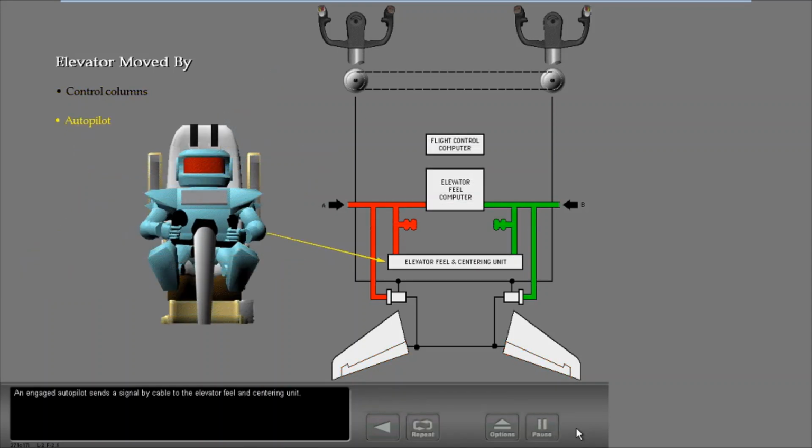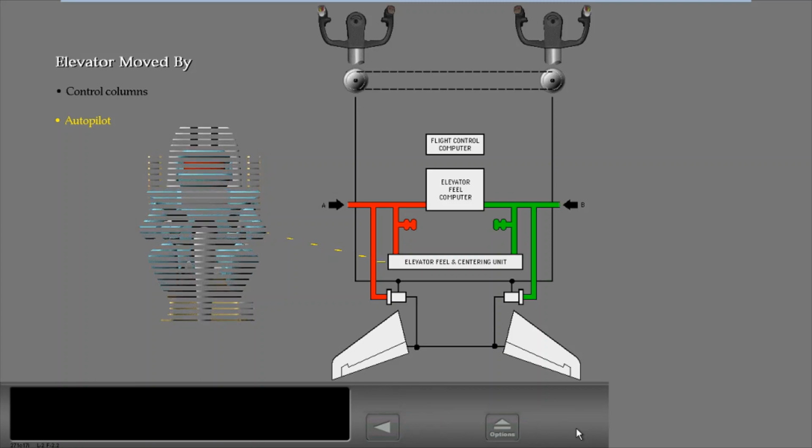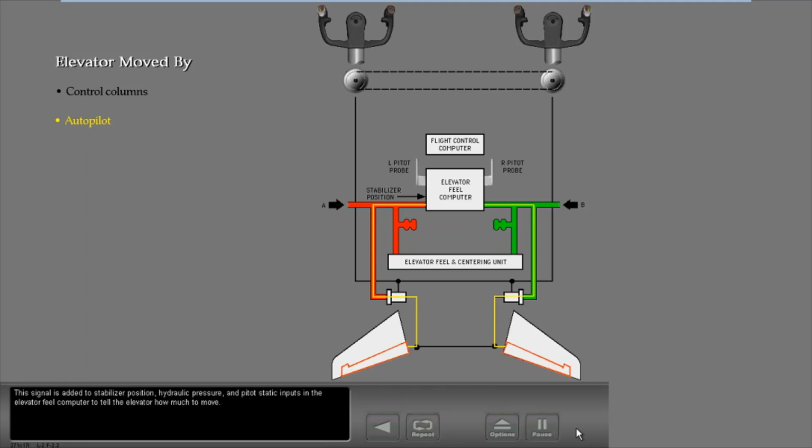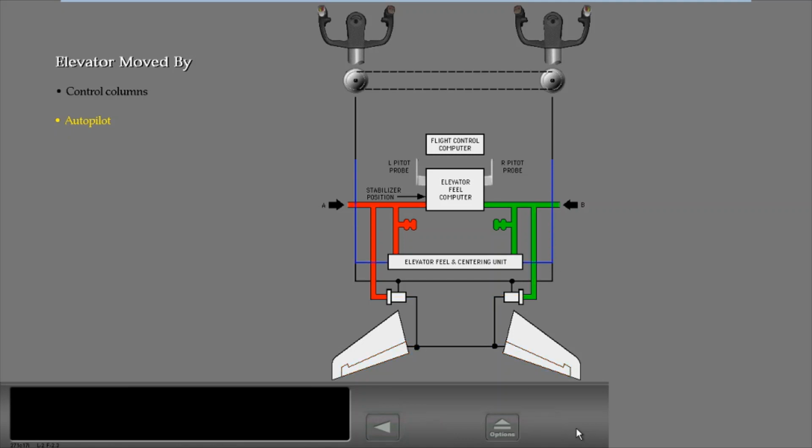An engaged autopilot sends a signal by cable to the elevator feel and centering unit. This signal is added to stabilizer position, hydraulic pressure, and pitot-static inputs in the elevator feel computer to tell the elevator how much to move. The elevator feel and centering unit supplies artificial control feel to the pilots through the control column.